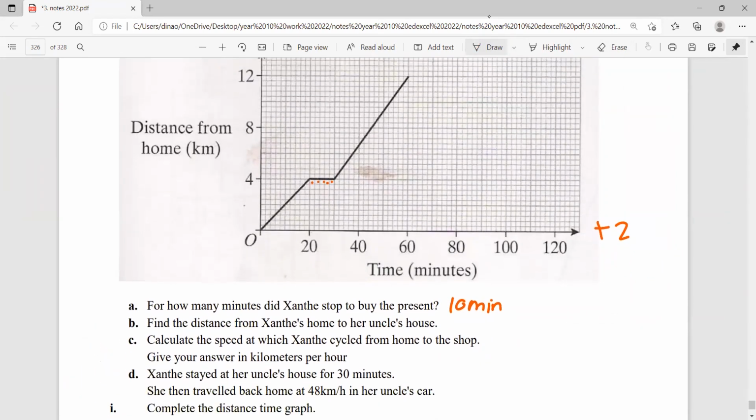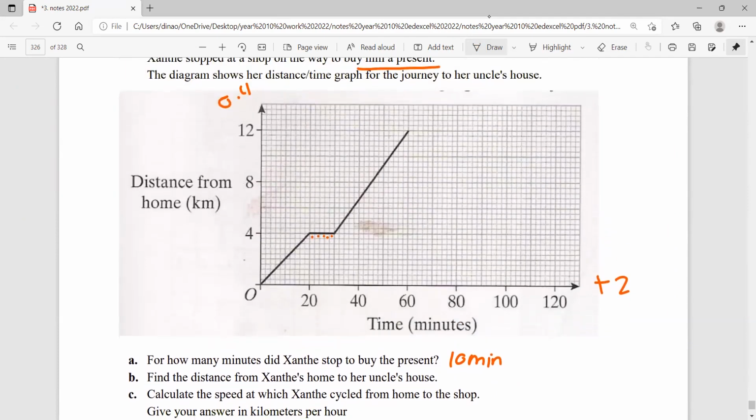Find the distance from Xanthi's home to her uncle's house. This is her home, this is where she stopped to buy the present, and this is the uncle. Okay, so what is the distance? The distance is 12 kilometers.